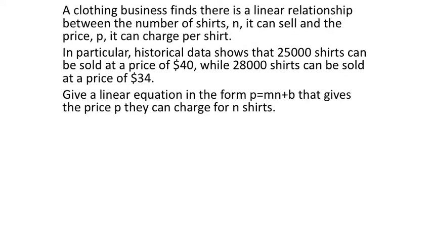So I'm just going to relate this real quick to slope-intercept form, because that's what it is. It's just instead of Y, they're using P, and instead of X, they're using N. So the M is still the slope, and the B is still the Y-intercept. But they've given us different variables, like N and P. So this goes back to independent and dependent variables. In this particular case, the price is going to depend on the number of shirts that they sell.